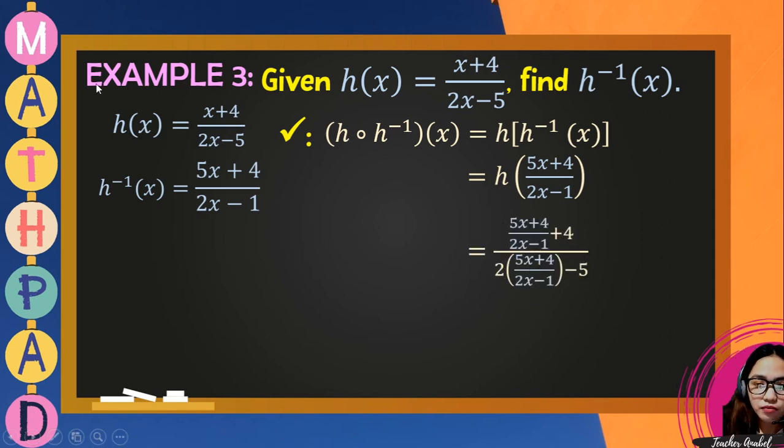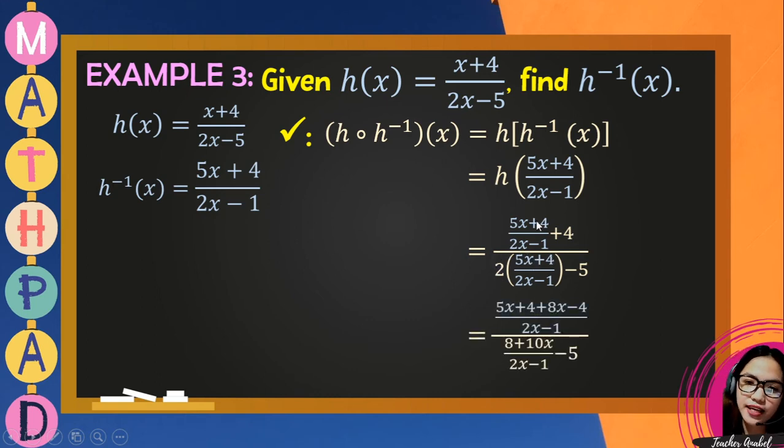Now, this is a complex fraction, right? So, tingnan natin ito sa numerator. So, sa numerator, we can use the LCD, which is 2x minus 1, right? And then we copy the numerator and then multiply 4 and 2x and then 4 times negative 1, right? Dito naman sa baba, we multiply 2 sa 5x and then sa 4. So, we have this. Isa-isahin natin.